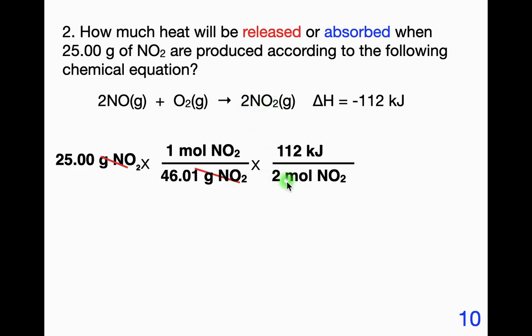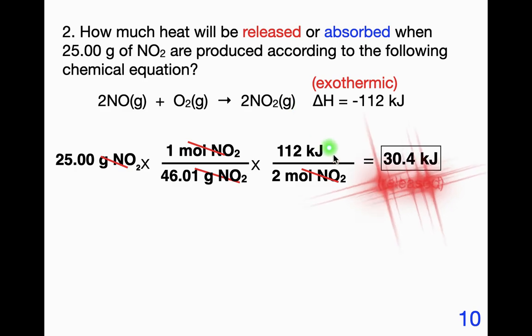And this is probably the biggest mistake that students make here, is to forget to use the coefficient from the balanced chemical equation when you do your energy to mole ratio. Okay, to type this into your calculator, it would be 25 divided by 46.01 times 112 divided by 2 equals 30.4 kilojoules. Because this is a negative value, it's exothermic, which means that energy is released.